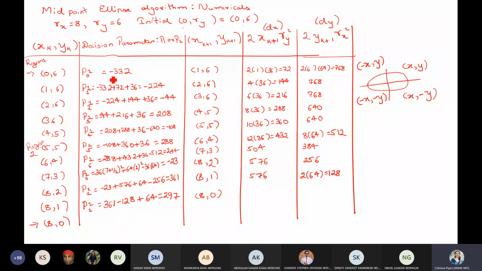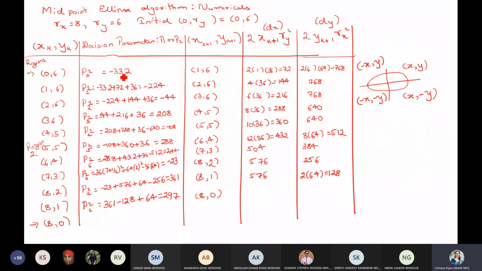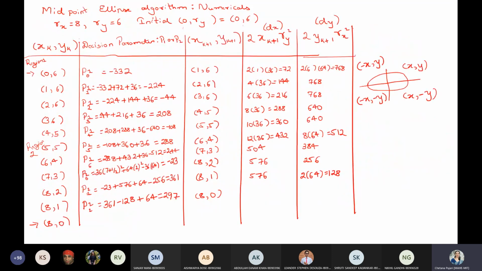So substitute in the equation for P0. What is the equation for P0? It is ry square minus rx square ry plus 1 by 4 into rx square, right? On that equation, substitute the values of Rx and Ry, and your X and Y values you already know: X is 0 and Y is 6. Once you substitute, you will end up with this result. The resultant value is minus 332, which is negative. When it is negative, which means it is less than 0, you are in region 1. You are incrementing X, updating your dx, and updating your P1.